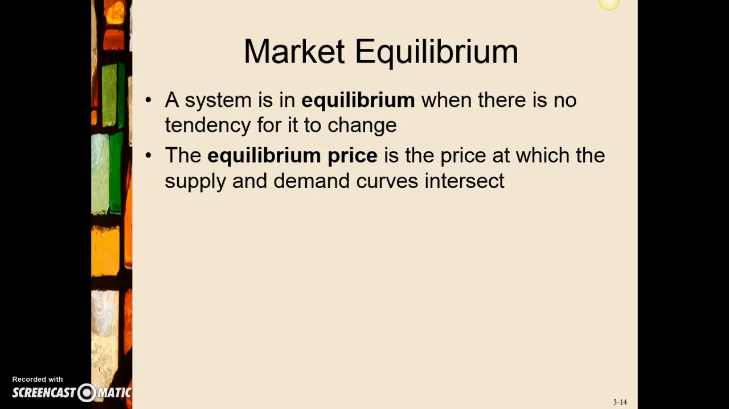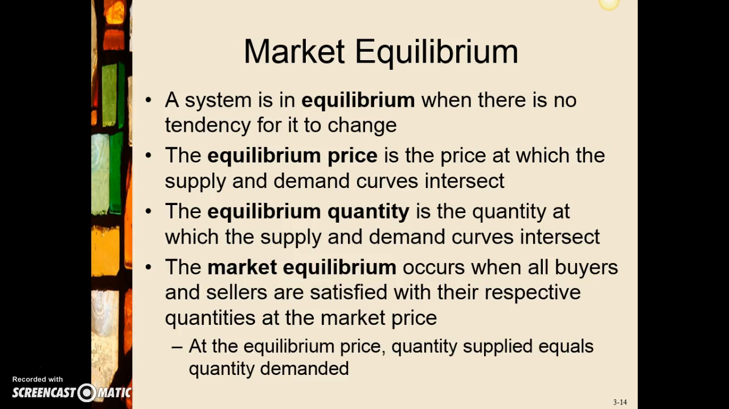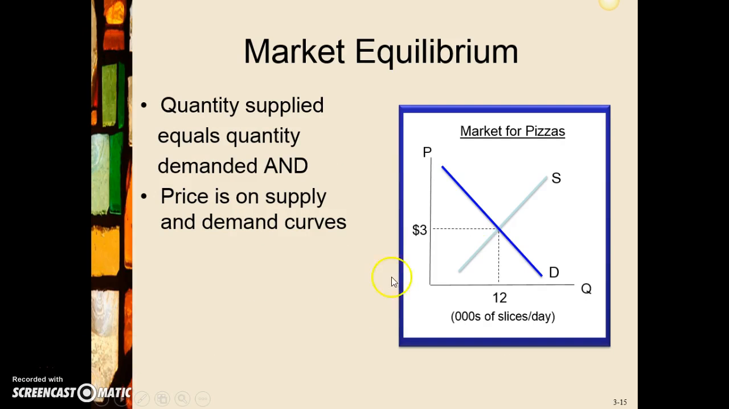The equilibrium price is just that particular price where the supply and demand curves cross, and the equilibrium quantity is just the quantity where those two curves cross. So market equilibrium occurs when all buyers and sellers are satisfied with their respective quantities, and that's where the quantity supplied equals the quantity demanded, as we'll see right here. So this point is the market equilibrium, and as we can see, that's where quantity demanded equals quantity supplied. That quantity is 12,000 slices a day, and the equilibrium price in this case is $3.